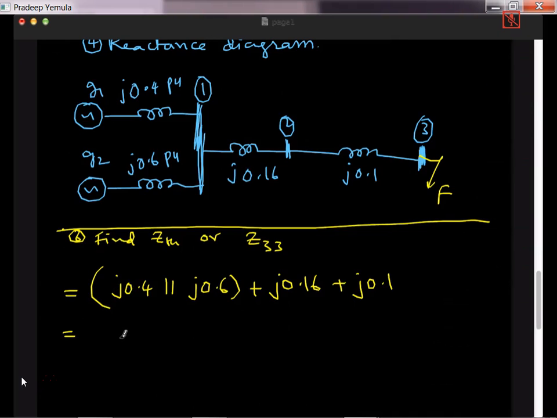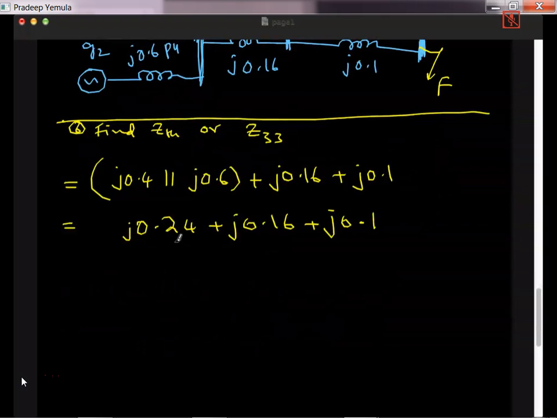So for the 0.4 and 0.6 combination: 0.4 into 0.6 by 0.4 plus 0.6, that is 1.0 itself. So I get 0.24 plus J 0.16 plus J 0.1. If I add this, 24 plus 16 is 40, 40 plus 10 is 50. So J 0.5 per unit. This is the Thevenin's impedance.